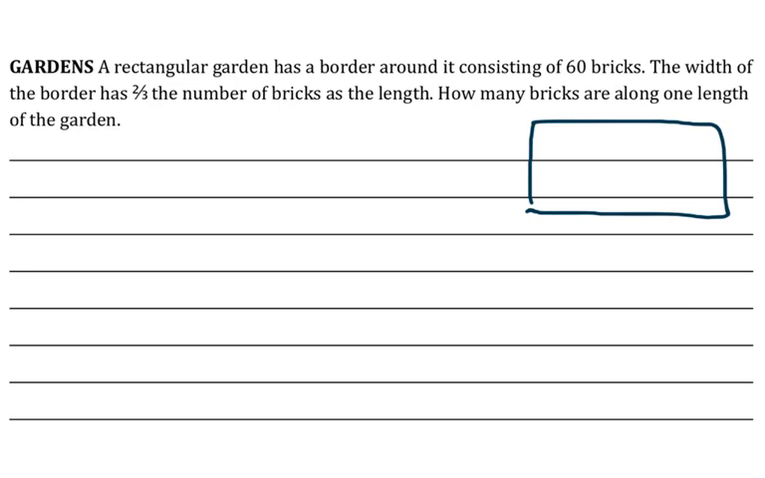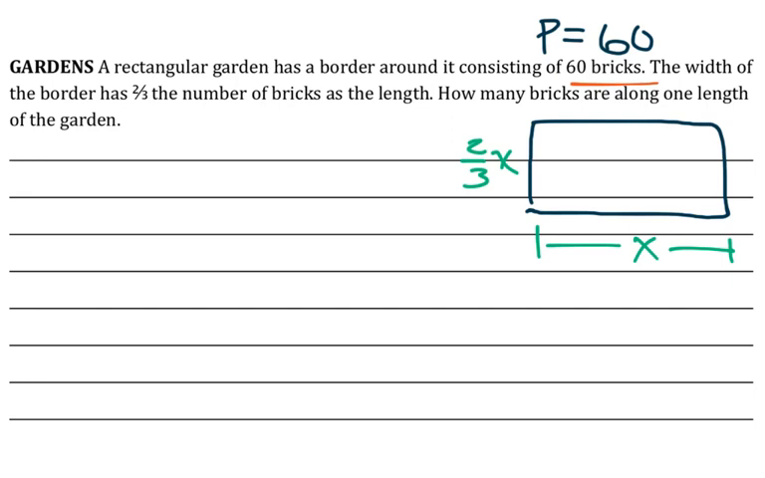So in dealing only with this value of 60, since this is the border, this would not be the area. This would be the perimeter. So we'll tag this and write P equals 60. Now the width of the border has 2/3 of this length. So that means that if this were x, then my width would be 2/3 of x.